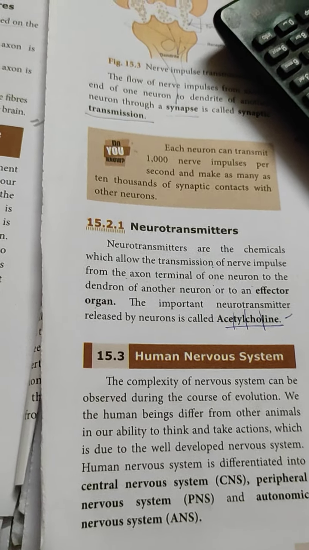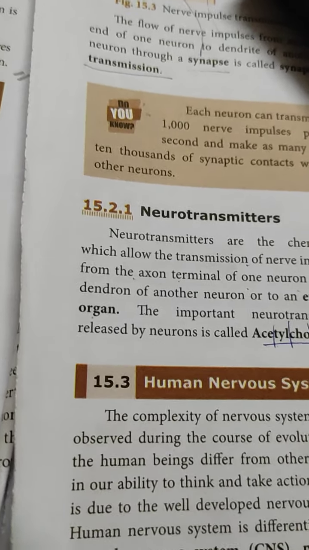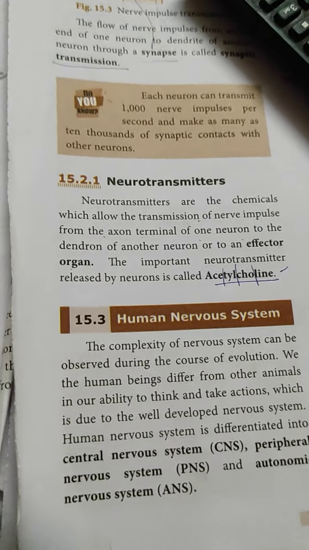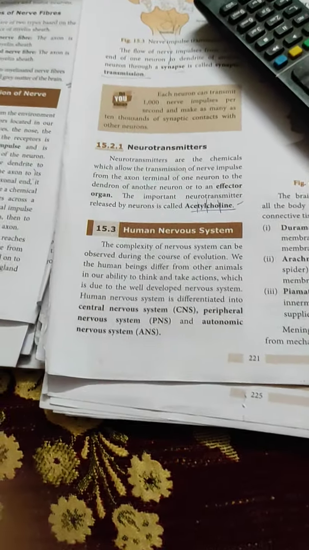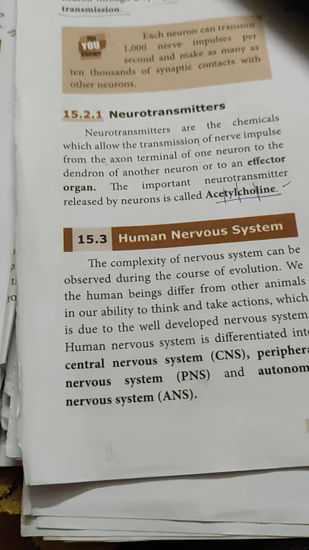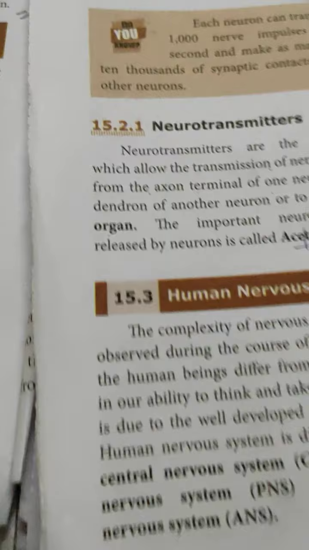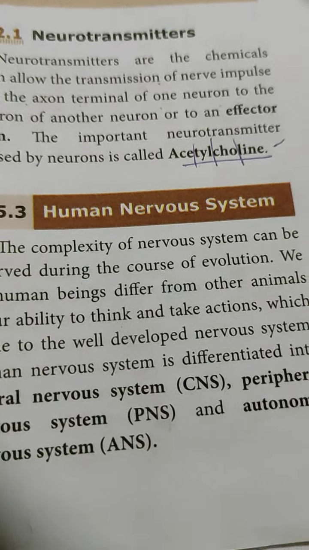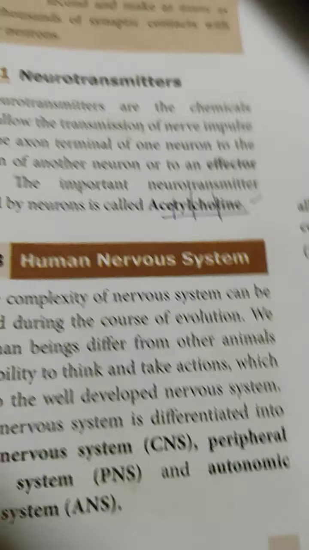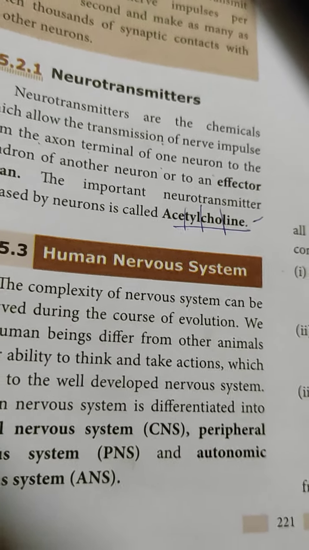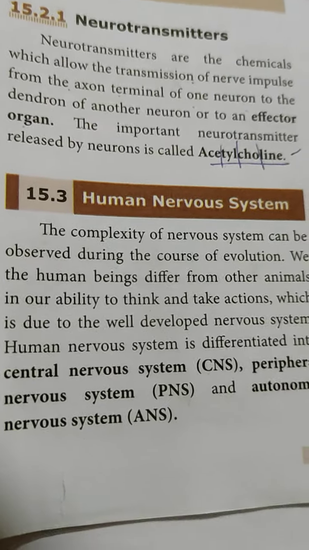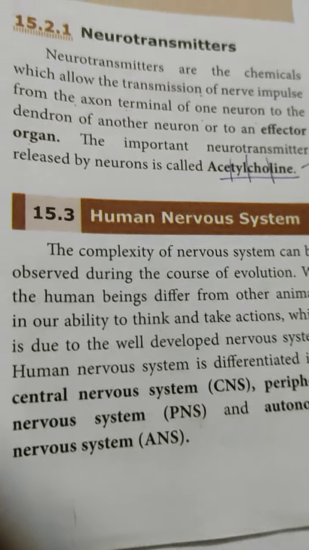We human beings differ from other animals in our ability to think and take actions, which is due to the well-developed nervous system. As we have a well-developed nervous system, we can think and take action against any type of stimulus. The human nervous system is an important topic now.